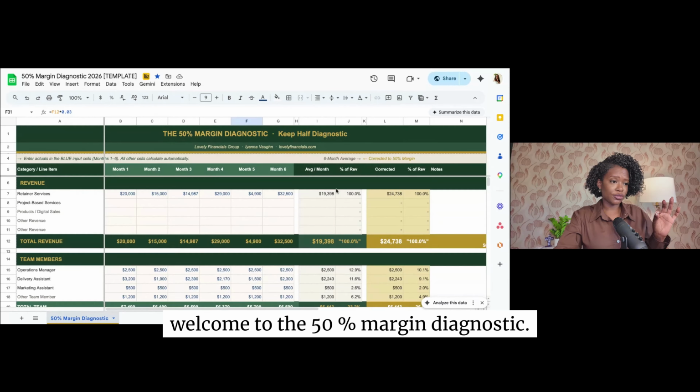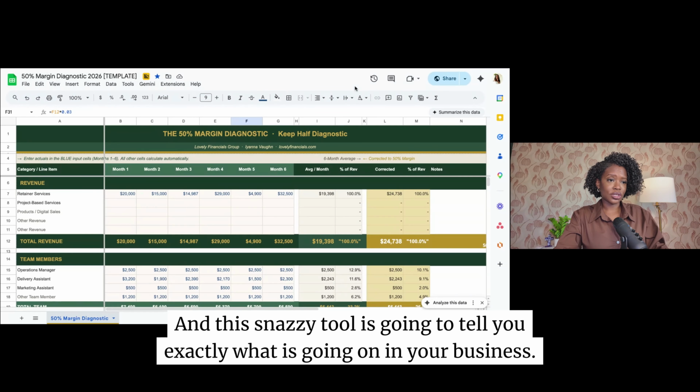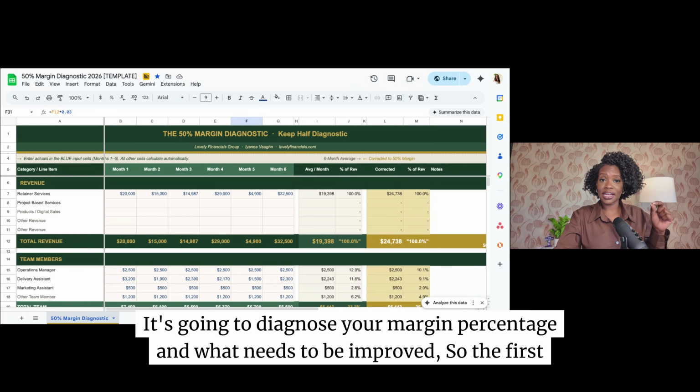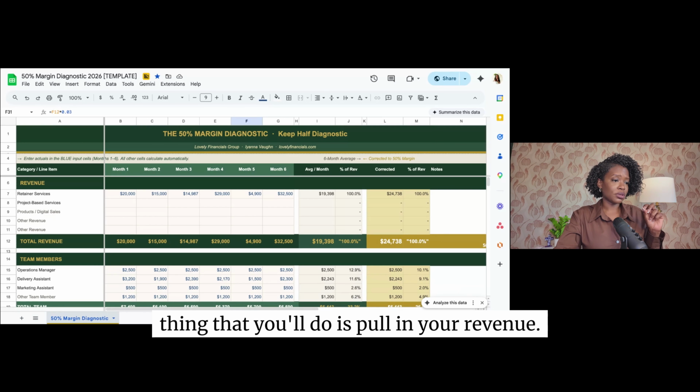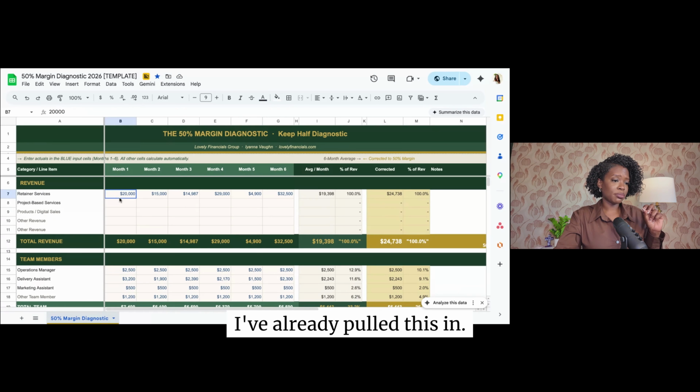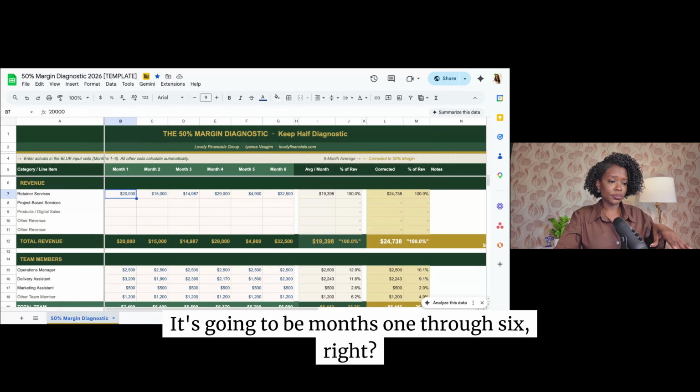Welcome to the 50% margin diagnostic. This snazzy tool is going to tell you exactly what is going on in your business. It's going to diagnose your margin percentage and what needs to be improved. So the first thing that you'll do is pull in your revenue. I've already pulled this in. This is just a sample. It's going to be months 1 through 6, right?